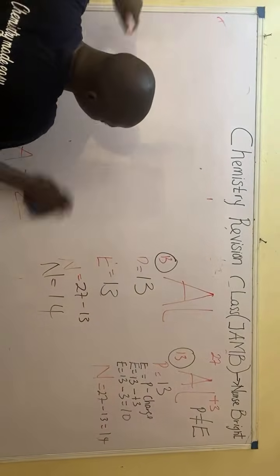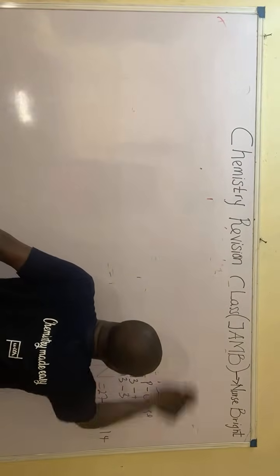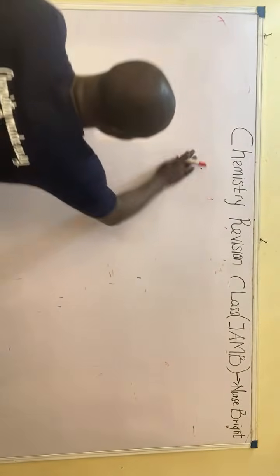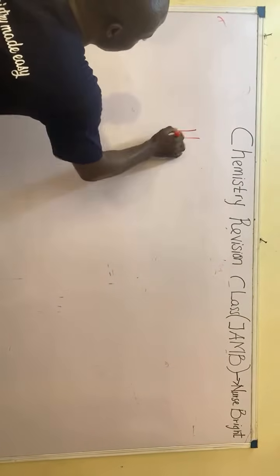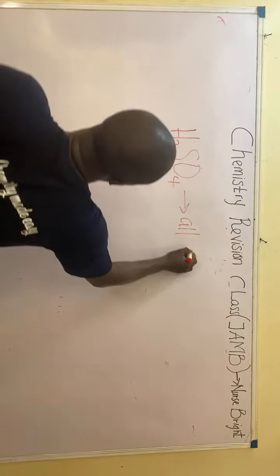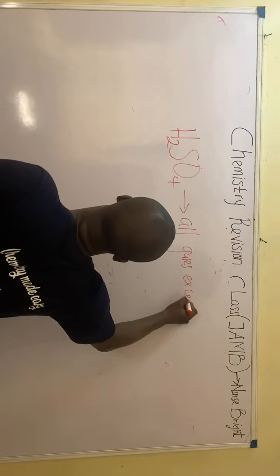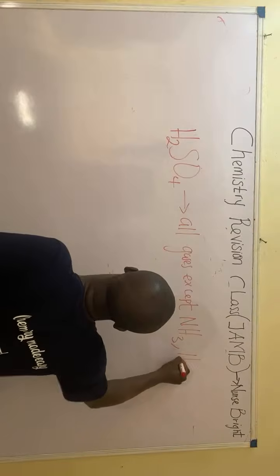Now, everybody take note of these things. We have some compounds that are used as drying agents. They dry gases. This one, they call it H2SO4. H2SO4 is a compound that dries all gases, except, they've asked it in JAMB before, except ammonia, NH3, and H2S.